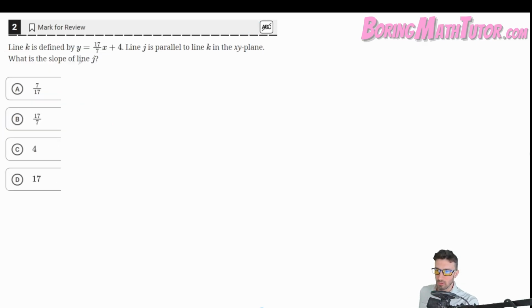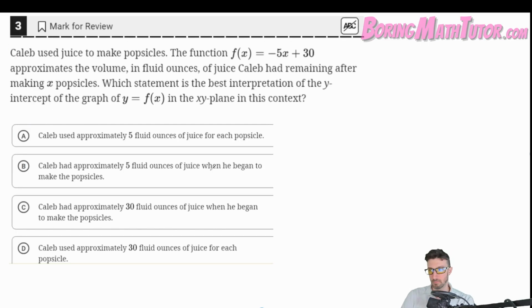They want to know the slope of line J. Well, they said that line J is parallel to line K. Here's line K. Parallel lines have equal slope. So whatever the slope of this one is, the slope of the other one is the same. Stupid easy.